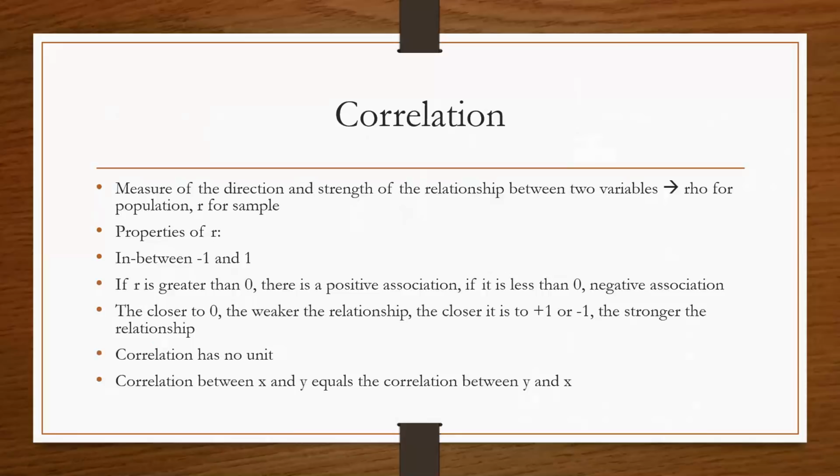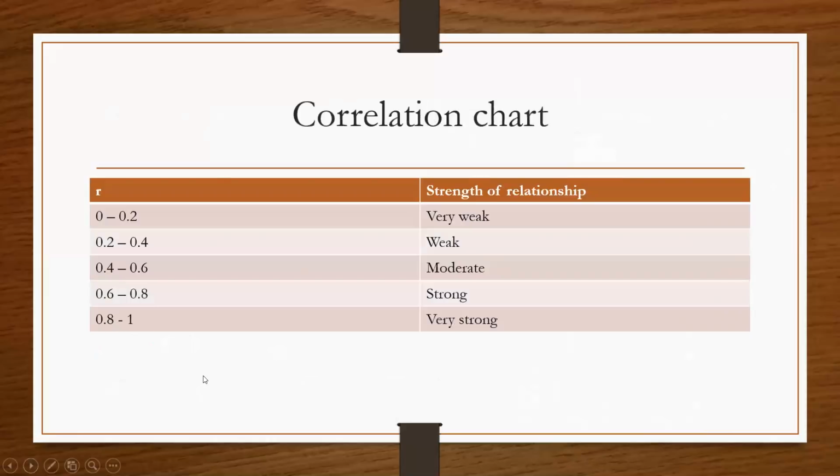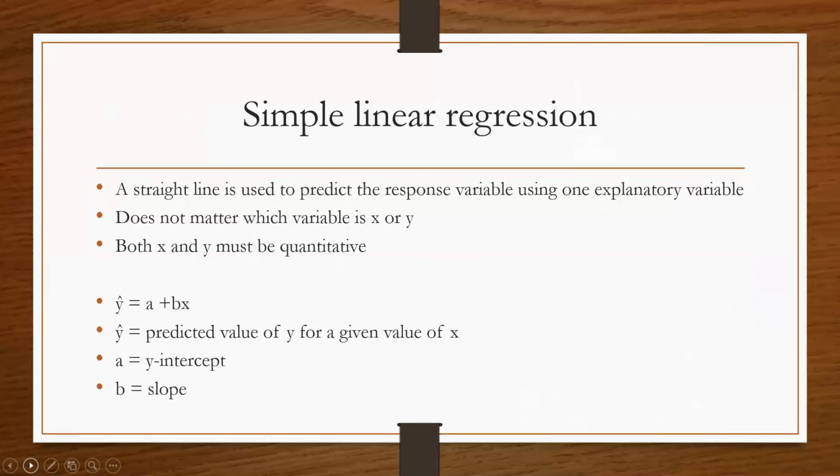Is basically just saying that no matter which way you spin it, it's always going to be the same. So I quickly made a handy dandy little chart here. If the R is between 0 and 0.2, then it's a very weak relationship. If it's between 0.2 to 0.4, then it's a weak relationship. If it's between 0.4 to 0.6, you got a moderate relationship. If it's between 0.6 to 0.8, then you have a strong relationship, and 0.8 to 1, you have a very strong relationship. Just something to tuck away in the back of your mind when it comes to the exam.